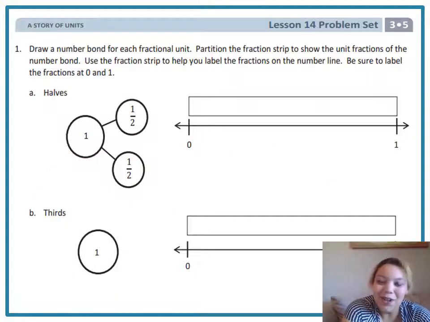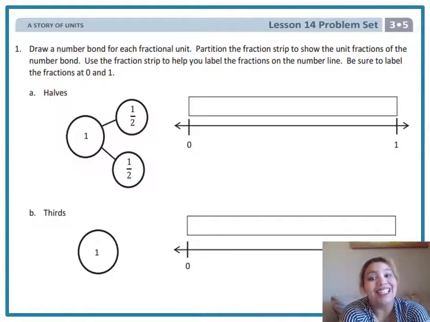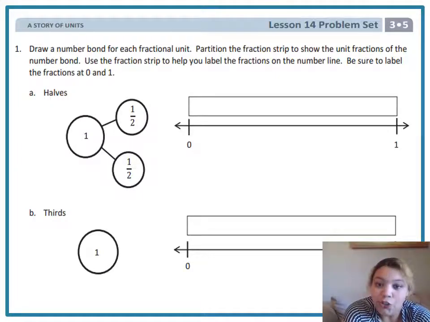All right, so let's go ahead and look at the lesson 14 problem set. I'm going to go ahead and read the directions. It says, draw a number bond for each fractional unit. Partition the fraction strip to show the unit fractions of the number bond. Remember, partition means to break something apart into equal pieces. Use the fraction strip to help you label the fractions on the number line. Be sure to label the fractions at 0 and 1. So on your paper, you already have number 1A done for you. So let's go ahead and look at problem 1B.